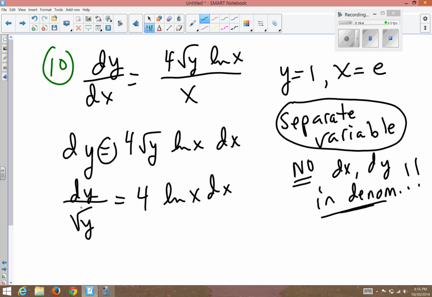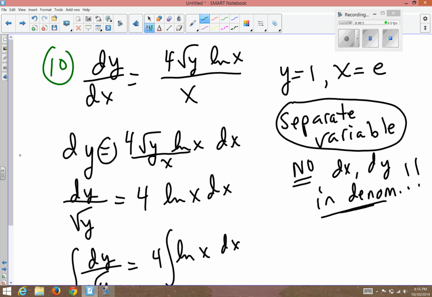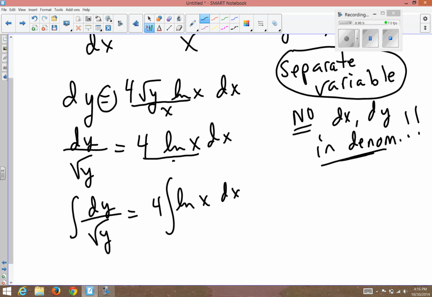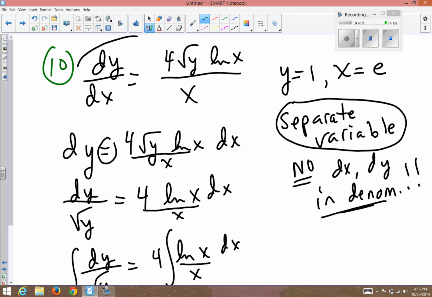4 can go to the left as the integral sign. And I do believe I copied something wrong here. We got this x, so we're going to sneak it in there. Sorry. So let's go back up here. This is the original differential equation. We multiplied both sides by dx. And then we have this issue of having y and x on the same side. So we divided both sides by radical y. Okay. And then we say we're ready to integrate both sides.